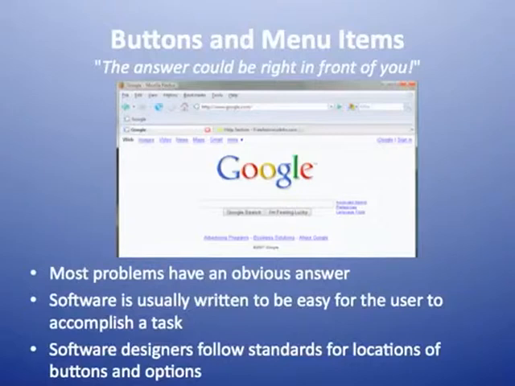Most functions in a program are pretty easy to find, and they're usually laid out by the software designers in a structured way. The most common things you would want to do are in the toolbar, which you can see here in the screenshot. It's located at the top of the screen. You'll see they have graphical buttons, and almost all programs have this.